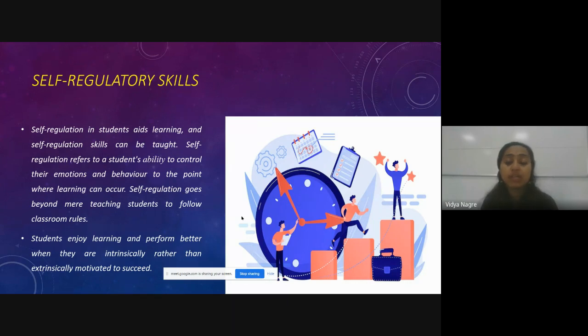So self-regulatory skills themselves motivate the students to learn from within. They understand the seriousness and the importance of studies. And then you do not have to force them to keep on learning or keep consistency in the learning, finish the assignments or perform better. You don't have to do that later on. Once students understand the importance of it, they will automatically learn it.